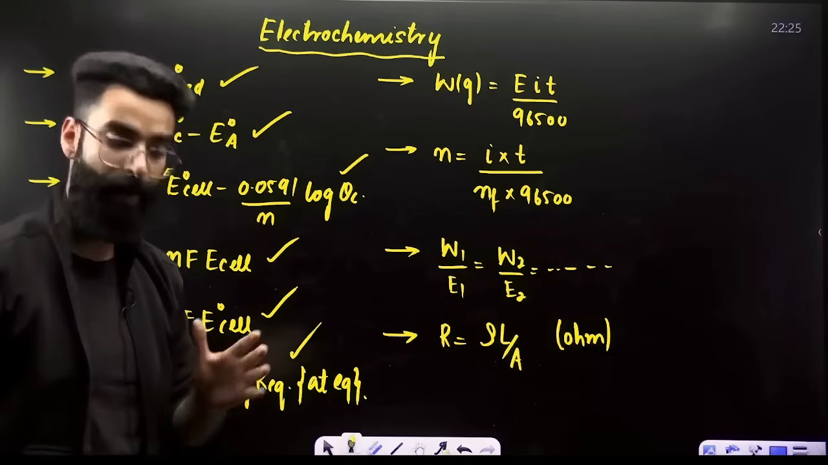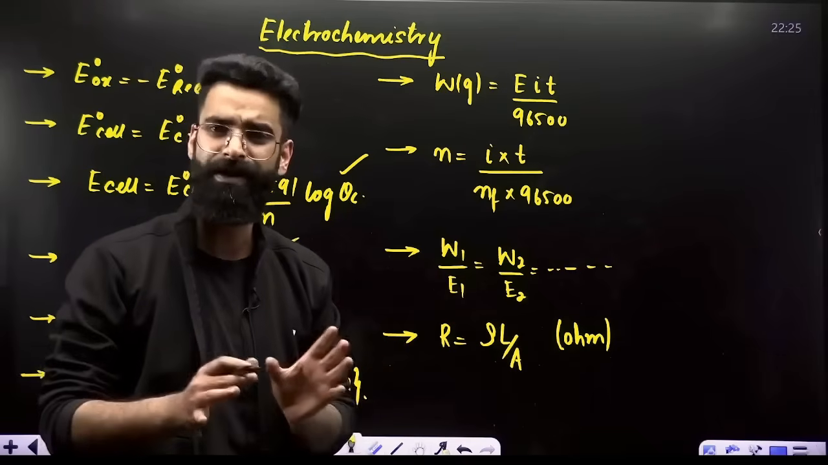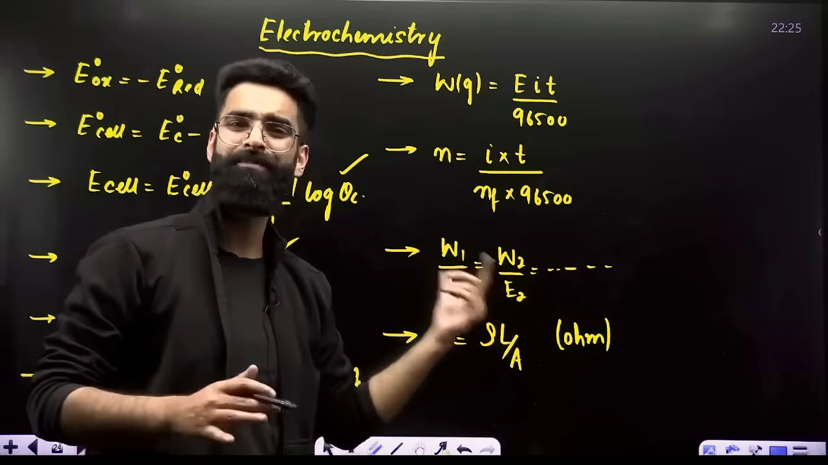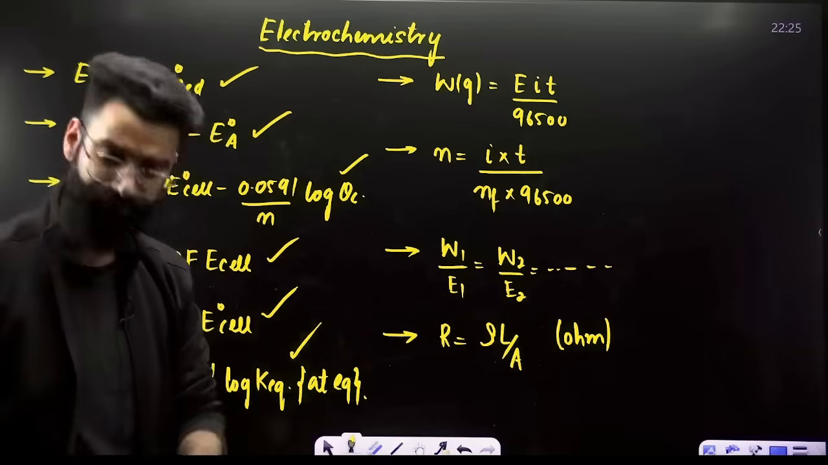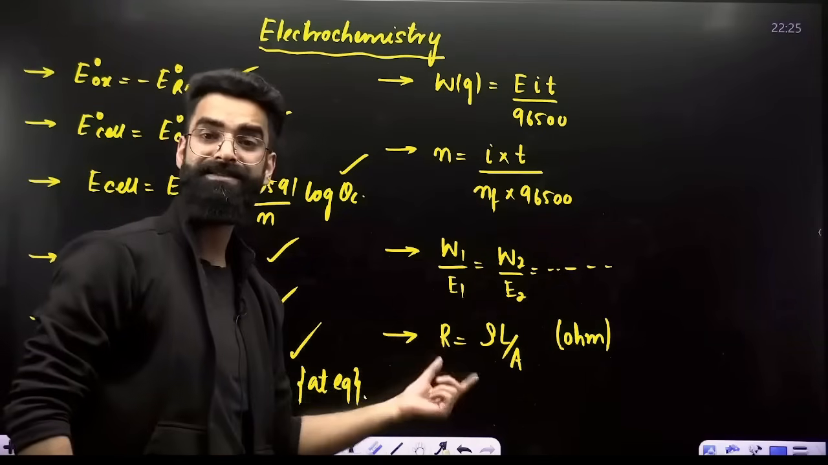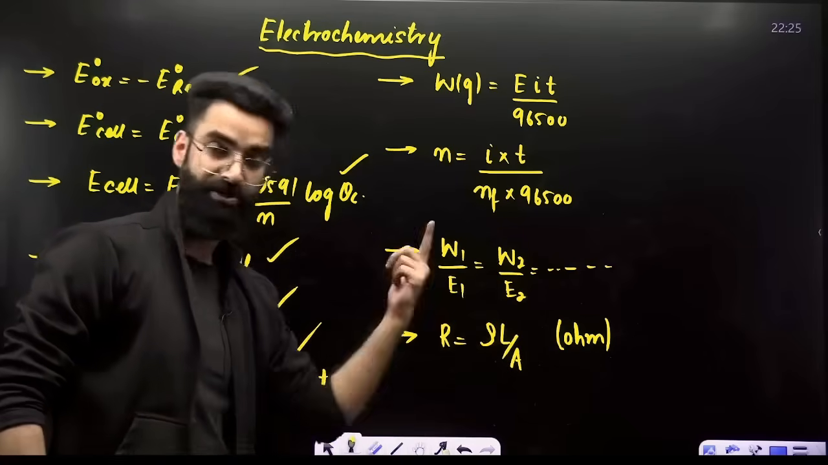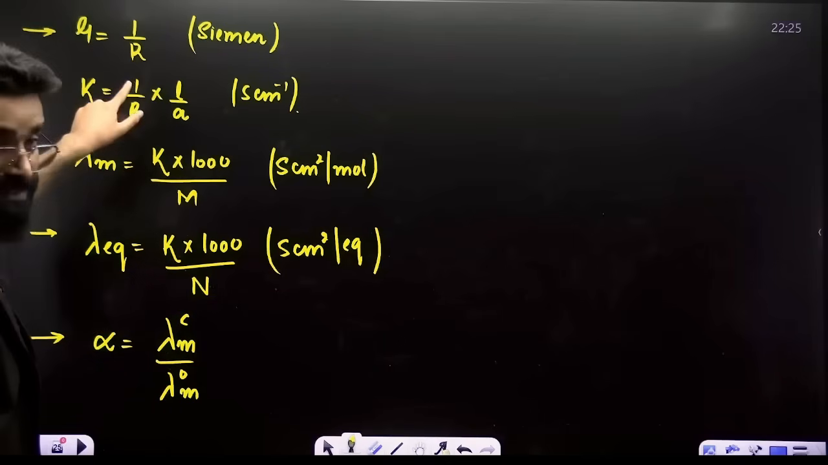What happens? When you have got two or more than two electrolytic cells connected in series containing different electrolytes, gram equivalents deposited or liberated at every electrode will be the same, right? Now, there are few terminologies which are related to conductance. One is your resistance, right? Resistance is what? Rho L by A. Its units are ohm. When it comes to conductance, conductance is 1 by resistance, right?